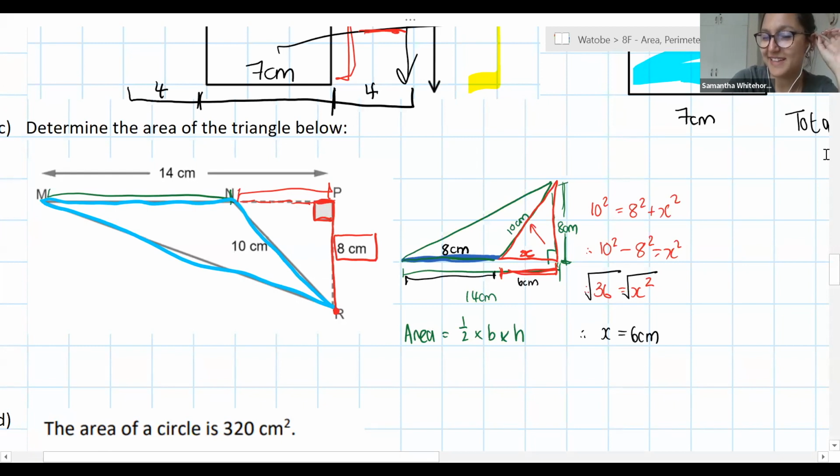Hi, ma'am. I just wanted to ask, is 10 cm the height? Sorry, can you say that again? Is the 10 centimeters the height? No, the height is this 8 centimeters down the side here, this PR length. Okay, madam, thank you.